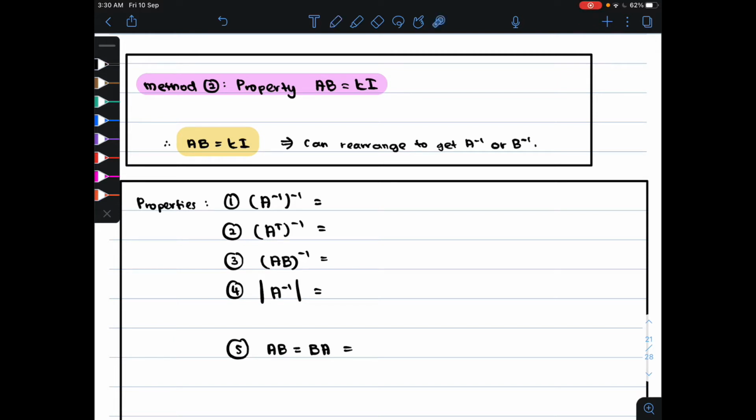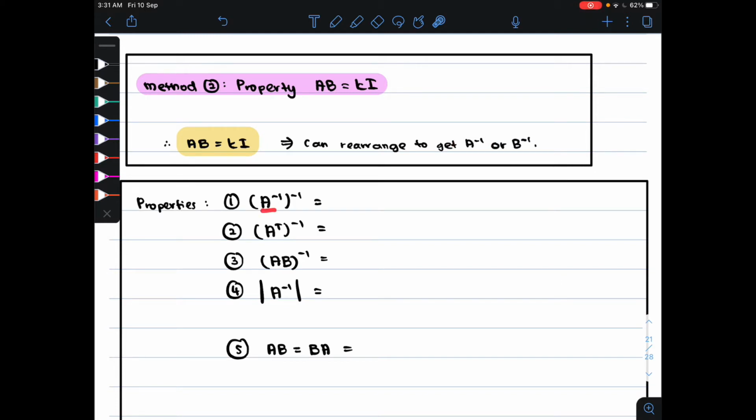Okay, so kalau kamu perasan kat sini, kita ada dua matrix A dengan B, dan bila kamu buat multiplication of matrices, nanti kamu akan dapat something darab dengan inverse matrix. Okay, so bila kamu ada dalam bentuk ni, kamu boleh rearrange sama ada untuk dapat A inverse ataupun B inverse. So what are the properties?